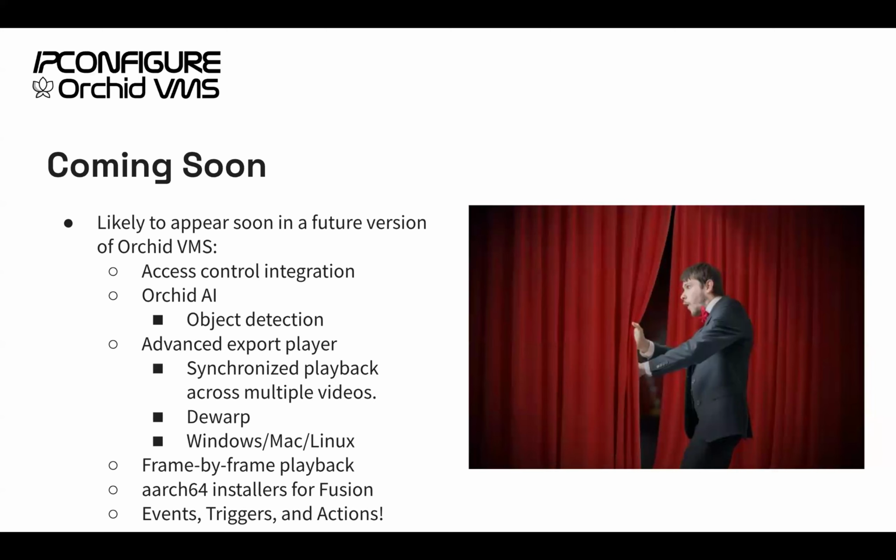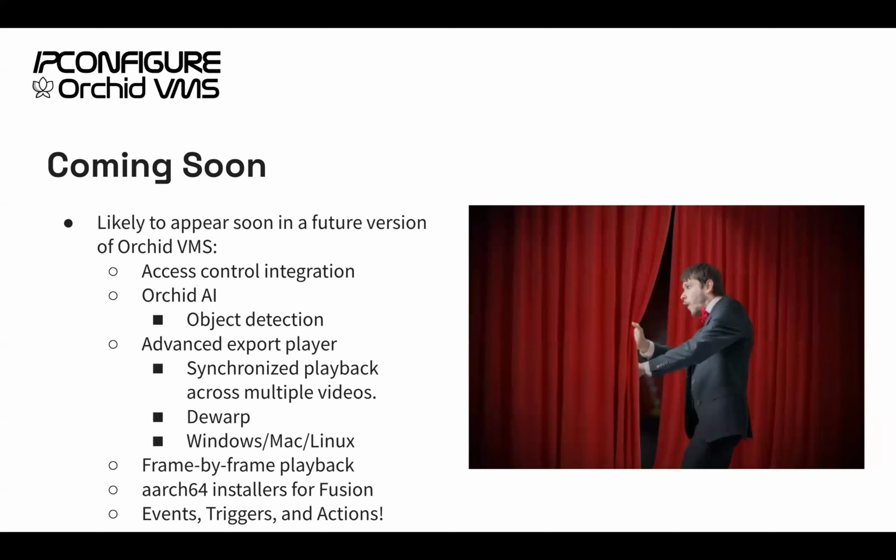Also in 25.9, we will have an advanced export player available in Orchid. Orchid has a number of ways to export video. I can download individual video clips. I can move those clips to the Orchid library. But once I pull that video outside of Orchid and take it somewhere else, maybe to a courtroom, or pass it off to law enforcement, users have told us that they really need a way to bring those individual video clips from different cameras together and play them back in a single interface with the video synchronized, just like you get in the Orchid user interface.